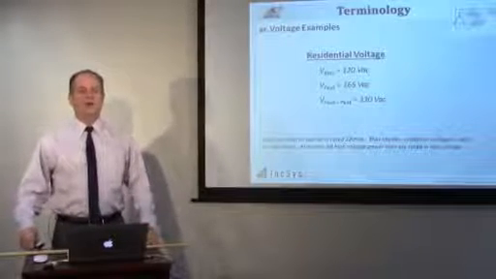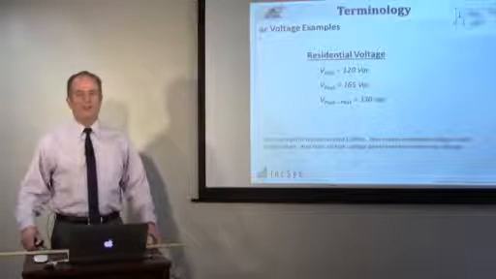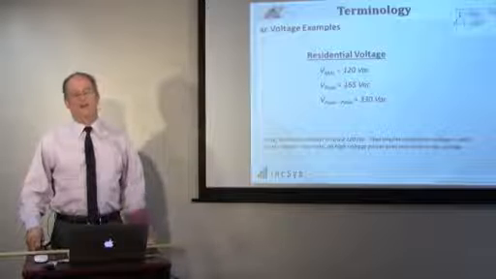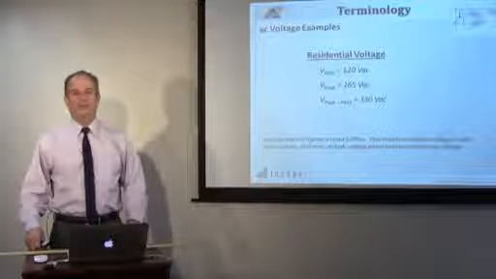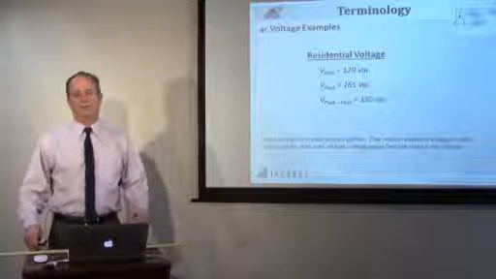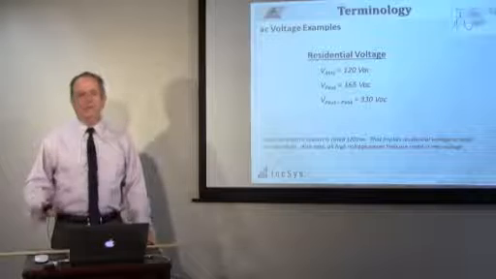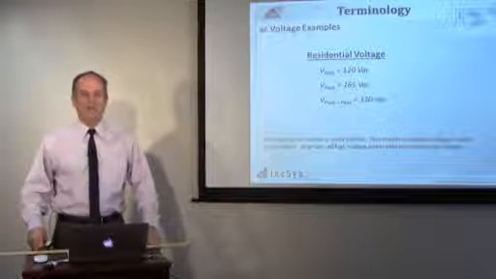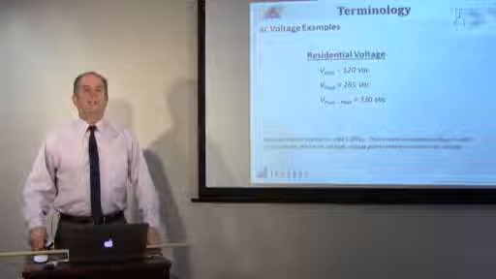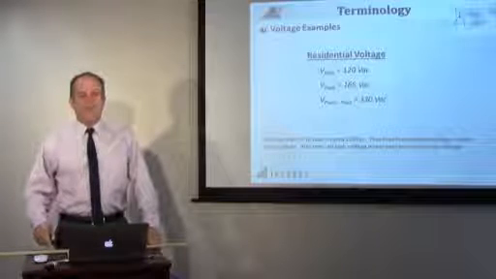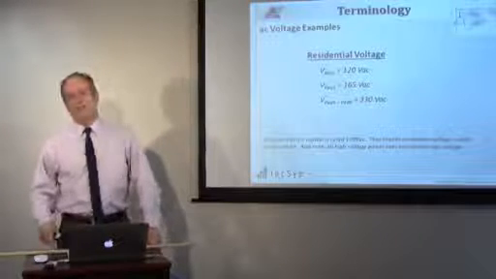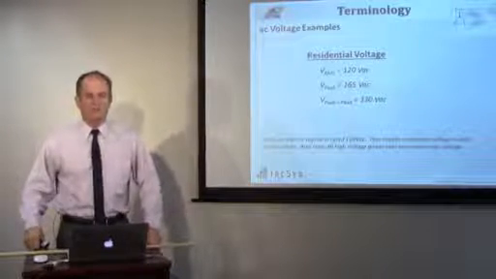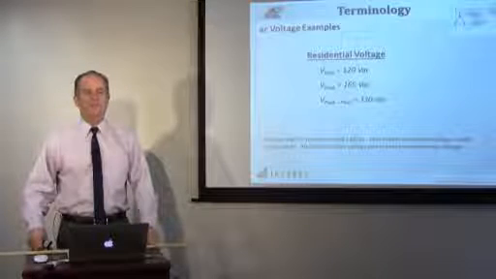Now, when we apply RMS to our residential voltages, we have 120 volts AC RMS, means we have 165 to 170. If you use all the digits, it's 170, but 165 peak. If you talk about peak to peak, the peak positive to the peak negative, we're talking 330 volts. So what kind of voltage are we really dealing with here?